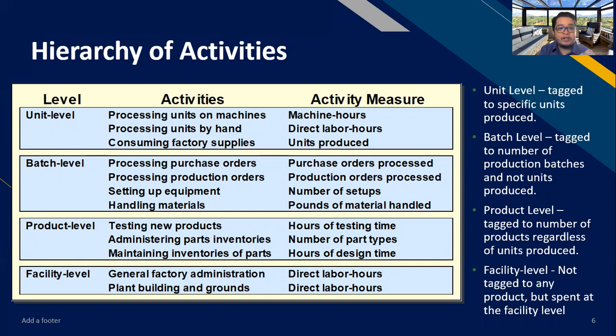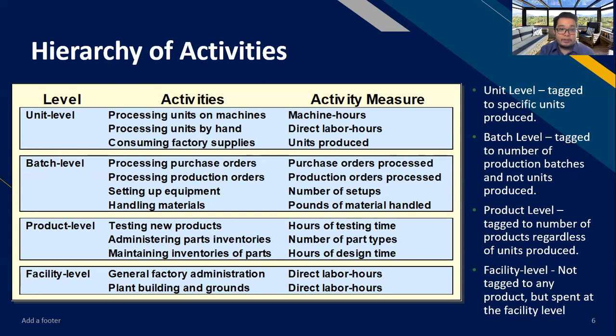Processing of purchase orders, processing of production orders. They are not really related to specific units, but specific production runs, right? You purchase raw materials for one production run. Okay, so that's why it's called the batch level activity. So that could be also another unit of activity cost pool.